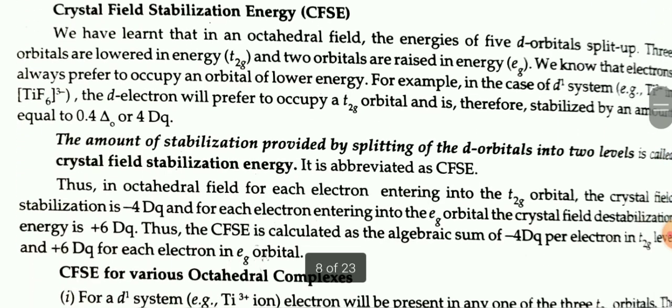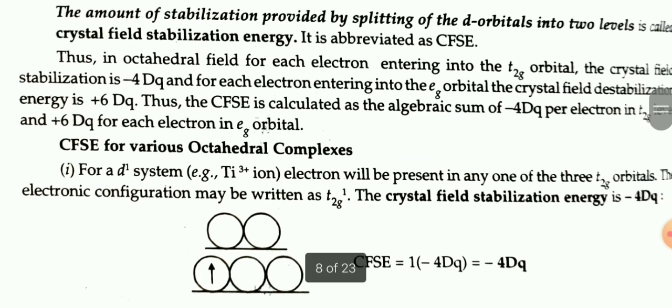Crystal field stabilization energy. We have learned that in an octahedral field, the energies of 5 d orbitals split up. 3 orbitals are lowered in energy and 2 orbitals are raised in energy. We know that electrons always prefer to occupy an orbital of lower energy. For example, in the case of d1 system, the d electron will prefer to occupy a T2g orbital and is therefore stabilized by an amount equal to 0.4 delta naught or 4 Dq. The amount of stabilization provided by splitting of the d orbitals into two levels is called crystal field stabilization energy. It is abbreviated as CFSE.